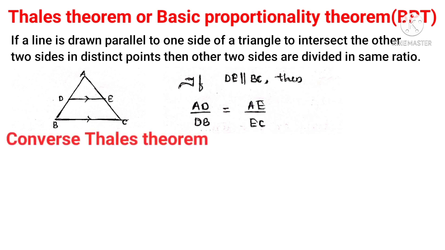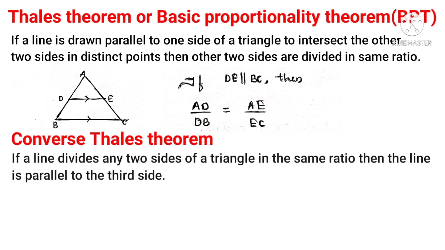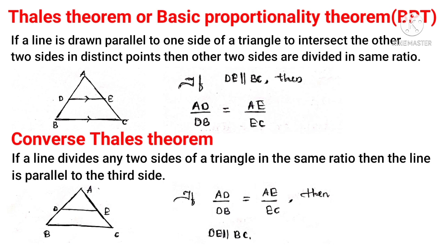The next concept is the converse Thales theorem. The converse Thales theorem states that if a line divides any two sides of a triangle in the same ratio, then the line is parallel to the third side. Here, in a triangle ABC, if AD by DB is equal to AE by EC, then we can write DE is parallel to BC by using the converse Thales theorem.